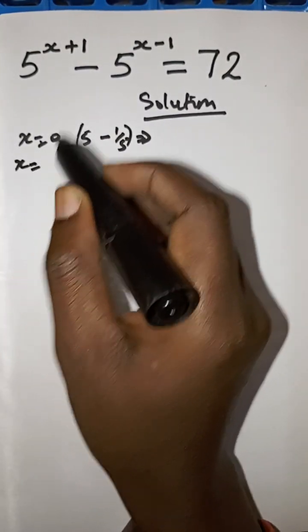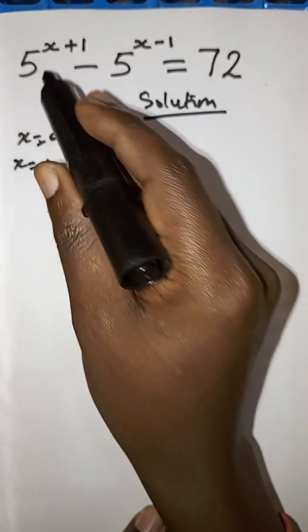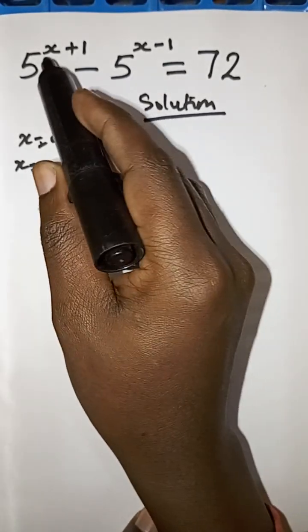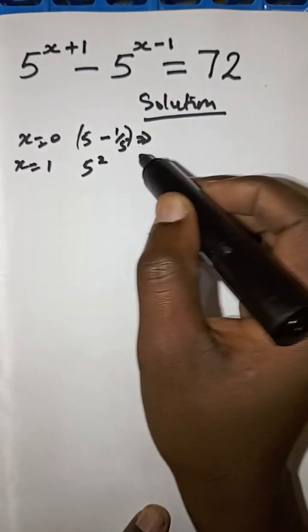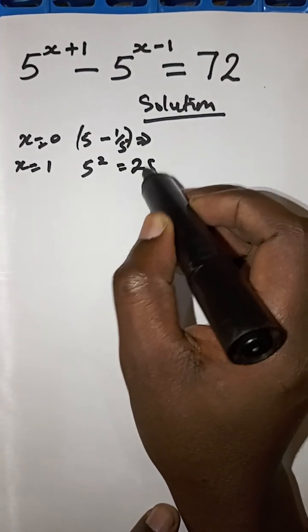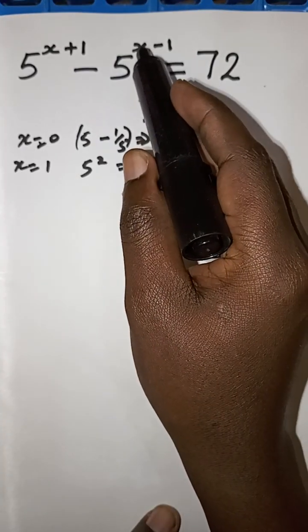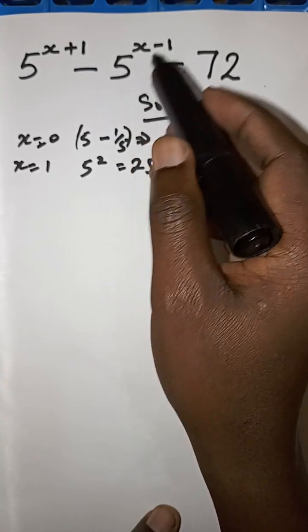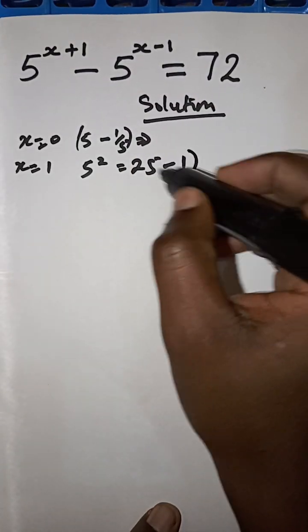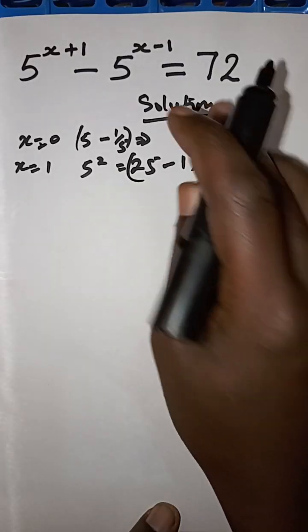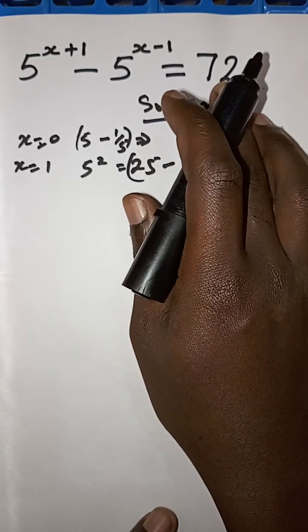Let's say when x is equals to 1, then this changes to 5 raised to 1 plus 1. That is 5 squared, which is 25, minus 5 raised to 1 minus 1, which is 0. Anything raised to 0 is 1. So 25 minus 1 cannot be equals to 72.